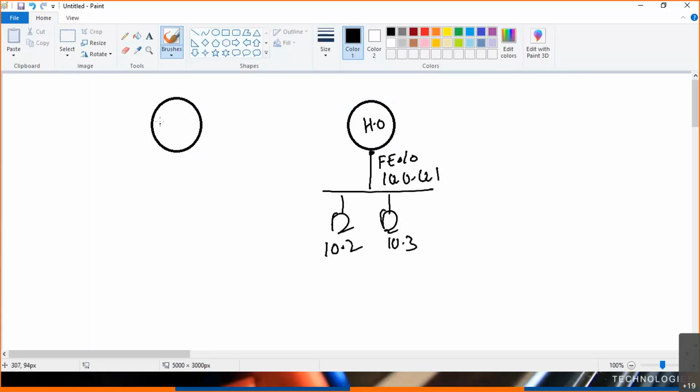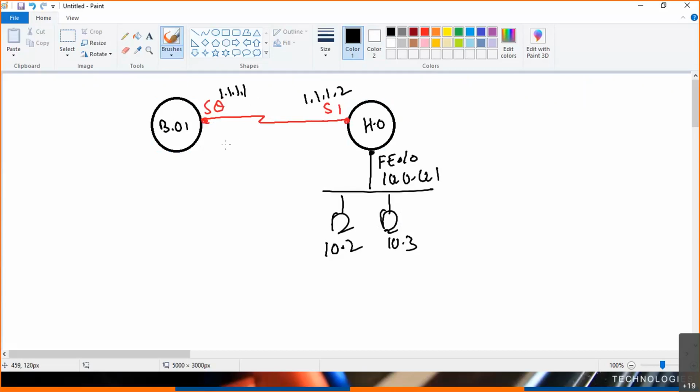The second condition is between head office and branch office one. The serial IP interface between head office and branch office should be in the same network. Like the branch one serial port IP address and the head office serial IP address, both should be in the same network address. So here 1.1.1.1, 1.1.1.2.